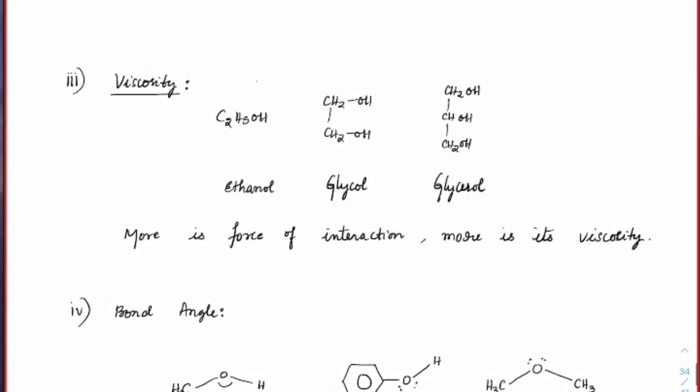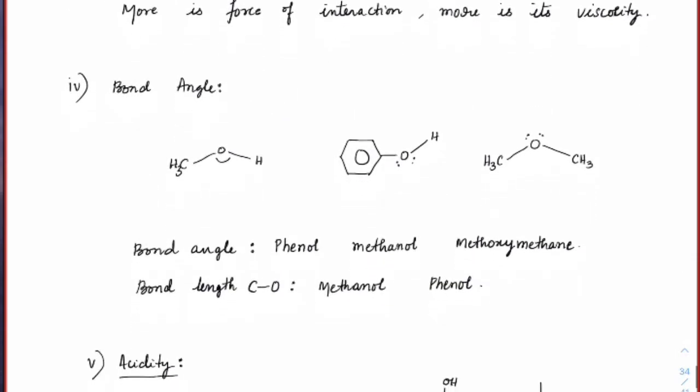So the next point is about viscosity. Suppose you consider polyhydric alcohols, which means this is a monohydric alcohol, this is dihydric, trihydric. If you have increasing OH groups, their viscosity will increase, because more and more forces of interaction, more hydrogen bonding, is observed within the molecules. Glycerol in fact is a very viscous liquid, glycerine as you say.